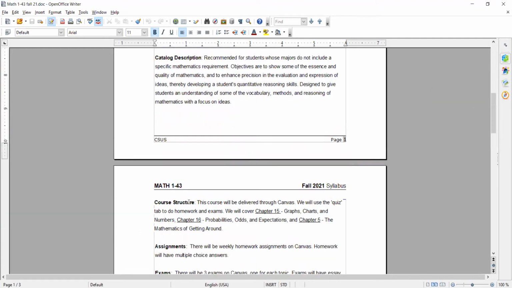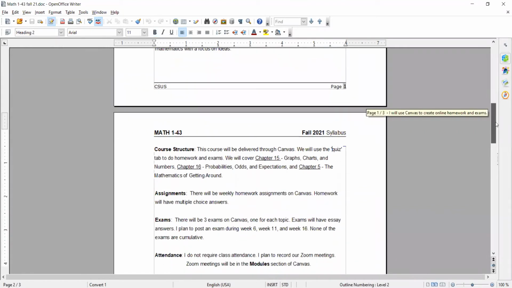Onto course structure. So the whole course will be on Canvas. We're going to use quizzes to create homeworks and exams. So it'll say homework quiz or exam quiz. They'll be sorted into different groups, like the homework group or the exam group.